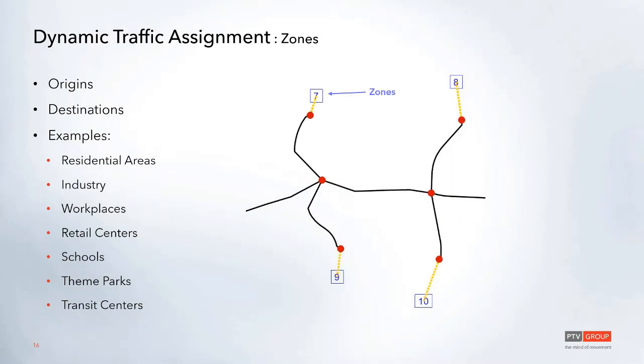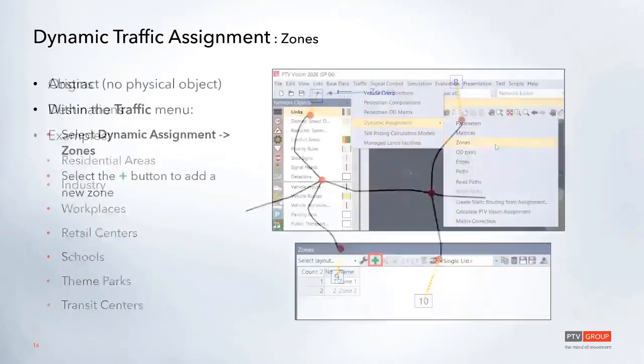All right, so the next network object here are zones. So again, these zones act as the origins and destinations. So this could be things like residential areas or workplaces or schools, really any location that vehicles will travel from and go to.